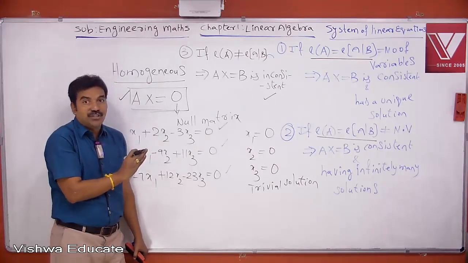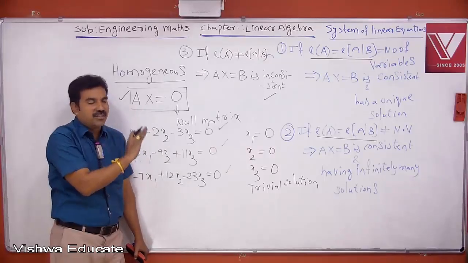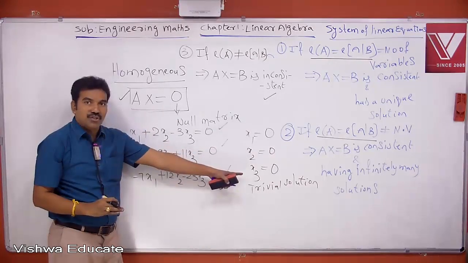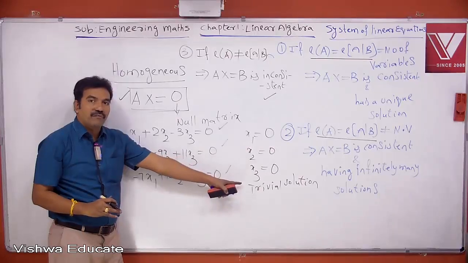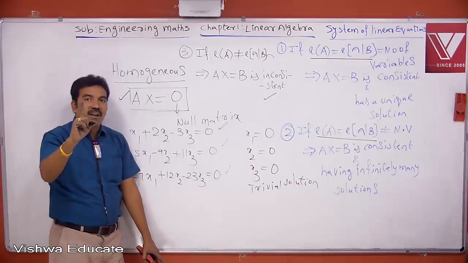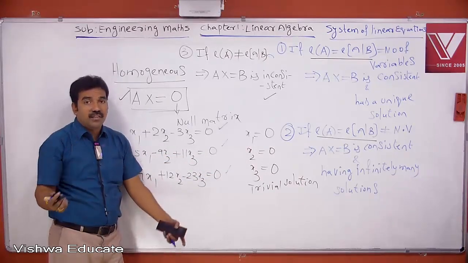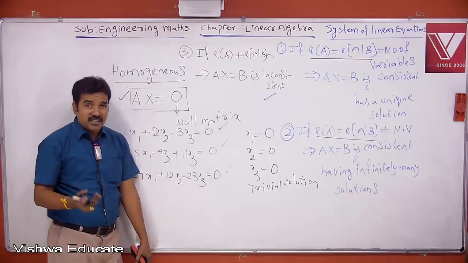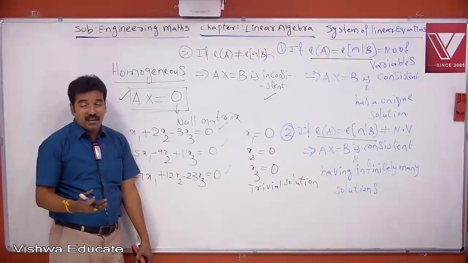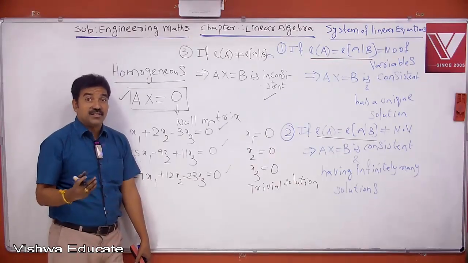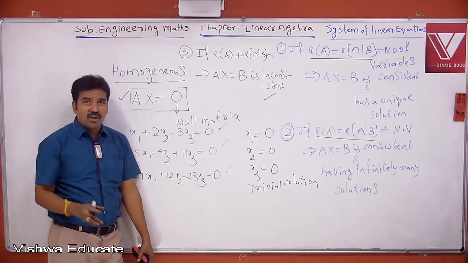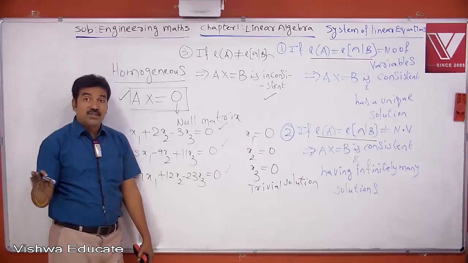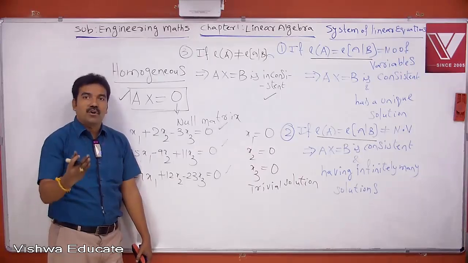That it has no solution. Definitely it will have a solution, and that solution is the trivial solution. If all variables are equal to 0 in a solution, that is called trivial. If at least one variable in a solution is not equal to 0, that is called non-trivial. Generally, we discuss trivial and non-trivial solutions only for a homogeneous system of equations. In the rest of the cases, in the case of non-homogeneous, we do not normally discuss trivial or non-trivial solutions.